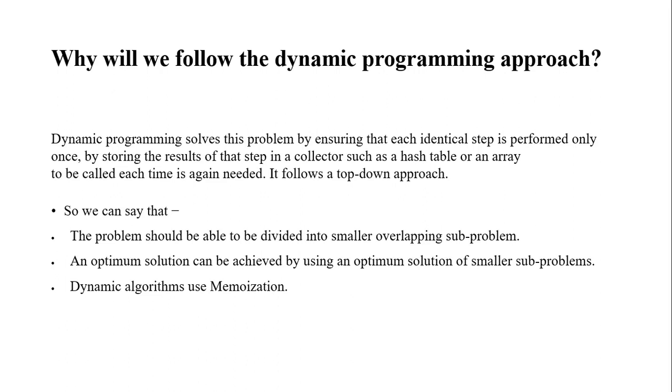Why will we follow the dynamic programming approach? Dynamic programming solves this problem by ensuring that each identical step is performed only once, by storing the result of the step in a collector, such as a hash table or an array, to be called each time it is needed again. It follows a top-down approach, so the problem should be able to be divided into smaller overlapping subproblems. An optimum solution can be achieved by using an optimum solution of smaller subproblems, and the dynamic algorithm uses memoization.